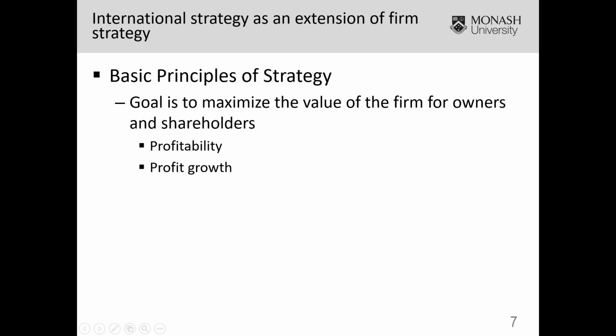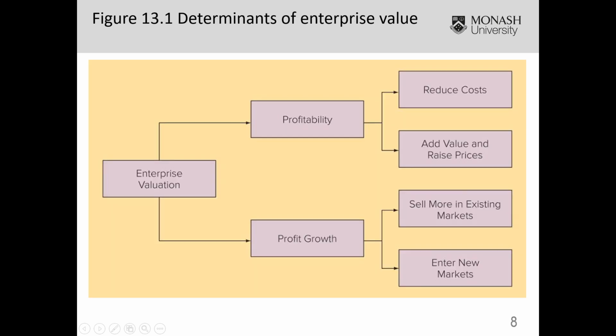The basic principles of strategy are that you're trying to maximize profitability and profit growth while attempting to maintain sustainable competitive advantage. So strategy in the purest sense, in an agency theory sense of how strategy works, is about maximizing the benefit to the owners and shareholders of the company: profitability and profit growth.